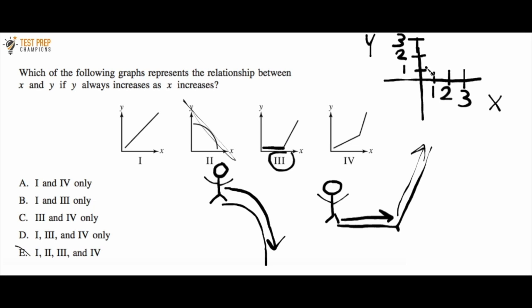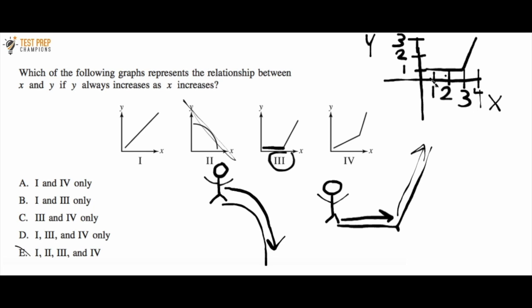So if we draw this line here and put numbers to it, what we would see is that on the x-axis, and let's say 0 is right here, the line goes from 0 to 1 to 2 to 3 on the x-axis.